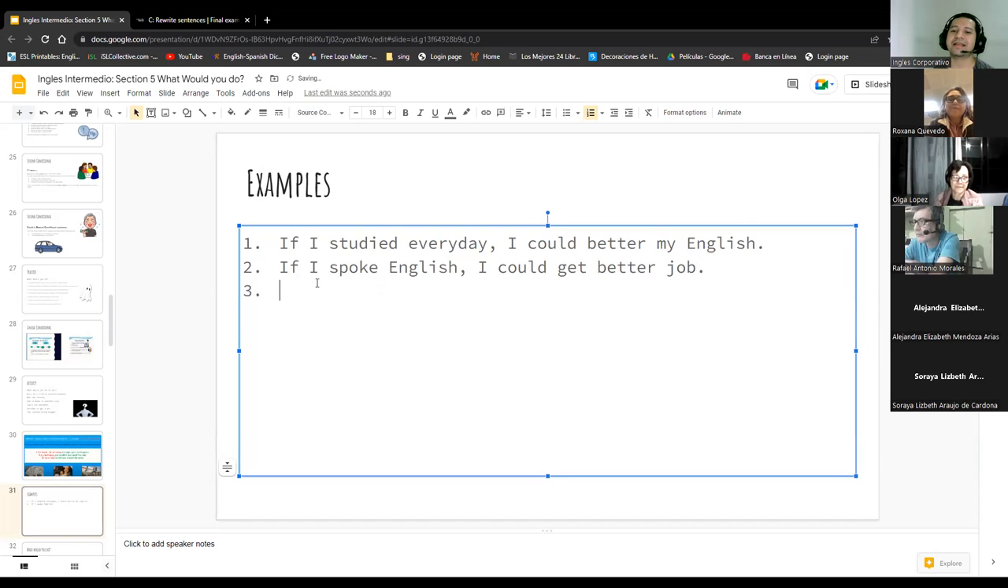So if you see, la oración con if siempre va en pasado, ¿verdad? En pasado, ok. La otra va con el modal, el could o el would, ¿verdad? ¿Alguien más? Somebody else? ¿Alejandra o Rafael?